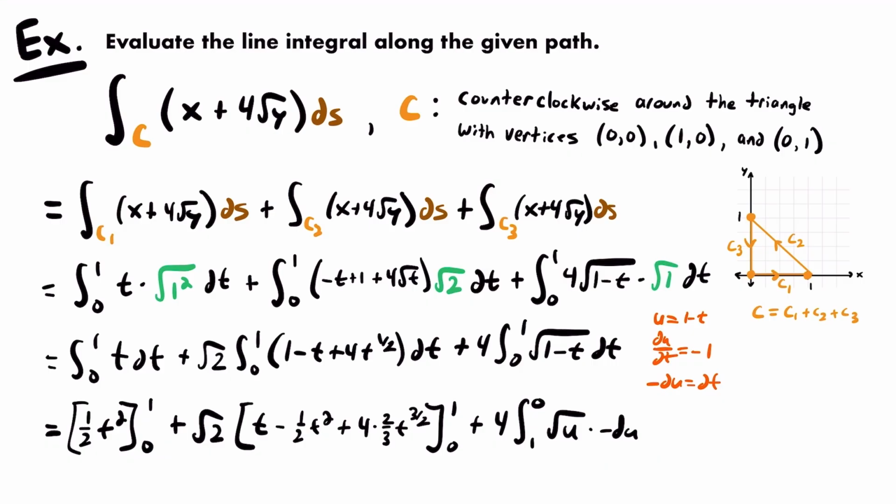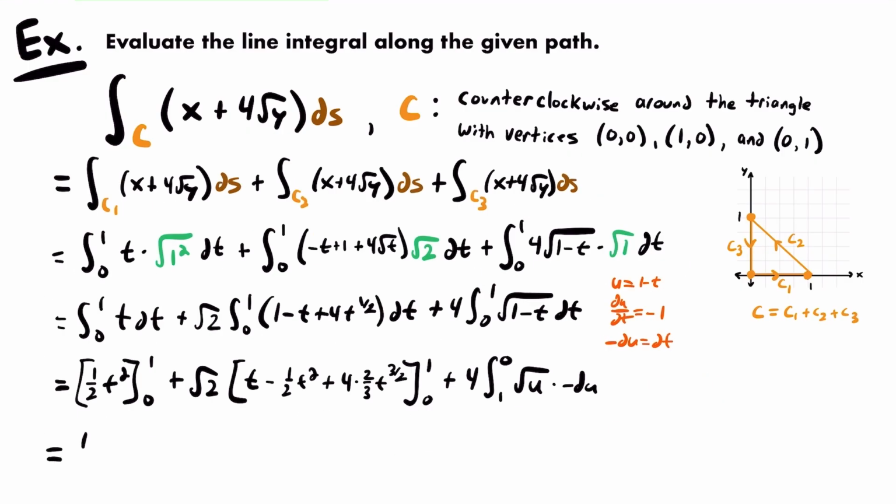Okay, so let's do that. This will be equal to 1/2, right? t squared evaluated at 1 is just 1, and then evaluating at 0 is just 0. So you get 1/2 times 1, which is 1/2, and then you'll have plus the square root of 2 times this expression evaluated at 1 minus the expression at 0, which will just be 0. So just focus on plugging in 1.